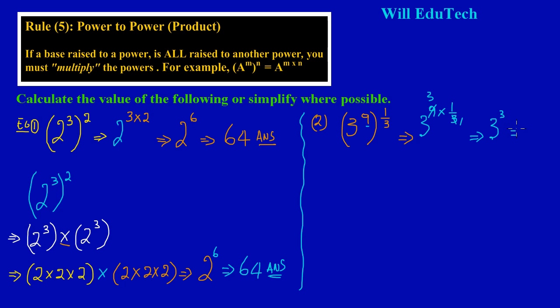And we know that 3 to the third is the same as 3 times 3 times 3. 3 threes will give us 9, and 9 times 3 will give us 27. So 27 is our answer. It's pretty much that easy.